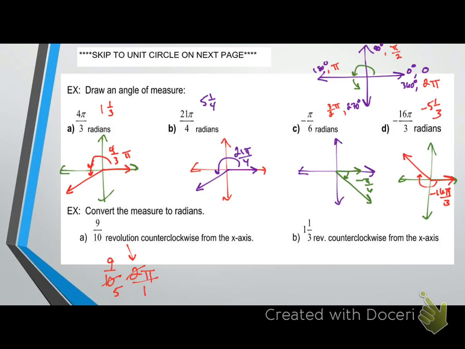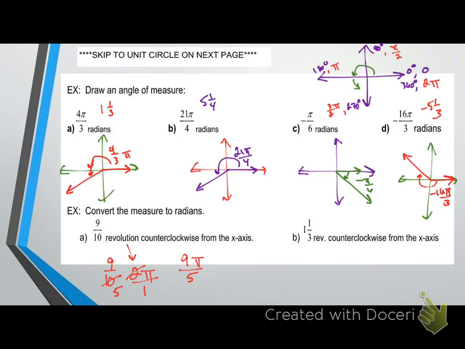Remember, make these fractions, you multiply straight across. 9 times pi is 9 pi. 5 times 1 is 5, so we get 9 pi over 5. Okay? Next, 1 1/3 revolutions, right? I want to go 1 full revolution, which is going to be 2 pi, but it's going to be more than 2 pi because I want to go a third again.